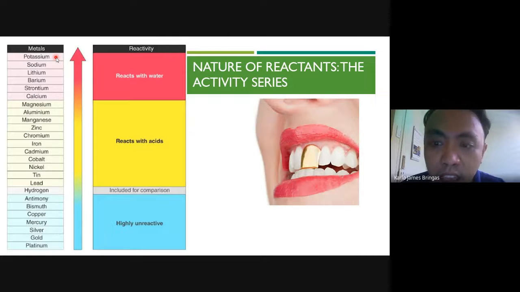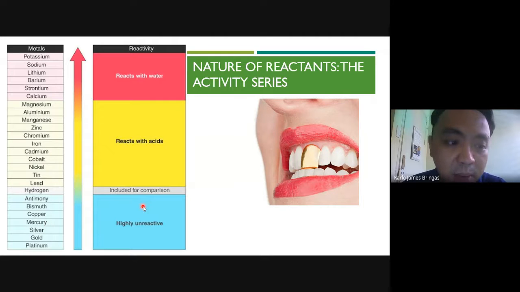So as a bit of an application for this one, you have our highly unreactive metals like mercury, silver, and gold. They are actually quite useful in dentistry. For instance, our more modern na mga postizo or tooth replacements are made up of a mercury alloy. But they have since been replaced by some other less toxic metals.